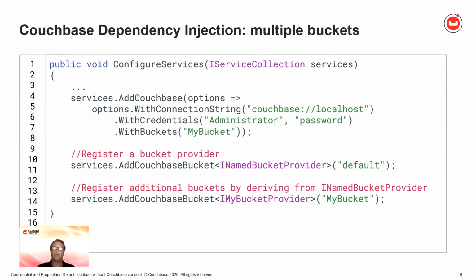Now, what happens if you want to inject multiple buckets? Well, it's possible. Once again, we call services.AddCouchbase, we add our options, then we add a default bucket, services.AddCouchbaseBucket, INamedBucketProvider, default. Then on line 14, we call services.AddCouchbaseBucket, but we pass in our derived IBucketProvider, and we associate it with the bucket myBucket. These could be whatever names you want. I'm just using this for example.